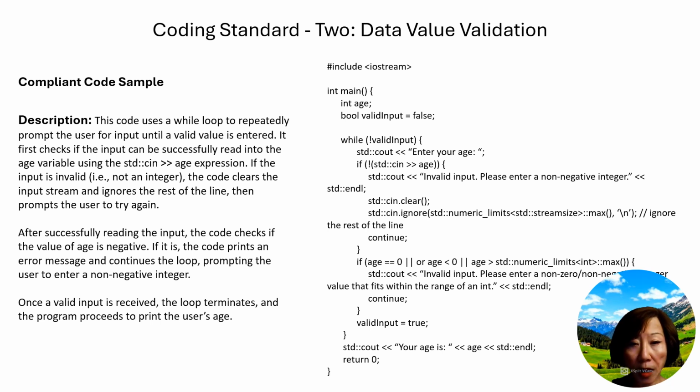After successfully reading the input, the code checks if the value of age is negative or if it's 0. If it is, the code prints an error message and continues the loop, prompting the user to enter a non-negative value. Once a valid input is received, the loop terminates and the program proceeds to print the user's age. You can see here it also checks to see not only if the age value is not 0 or negative, it also checks to see if the number is bigger than an integer value can hold. That's what makes this code much more robust.